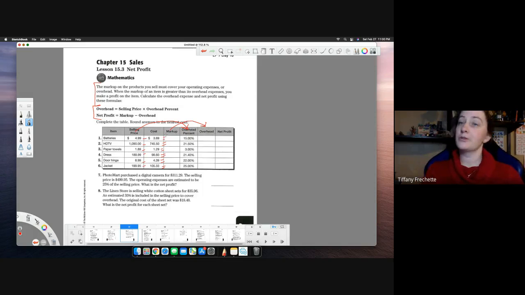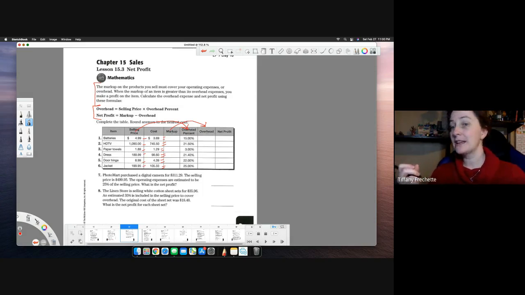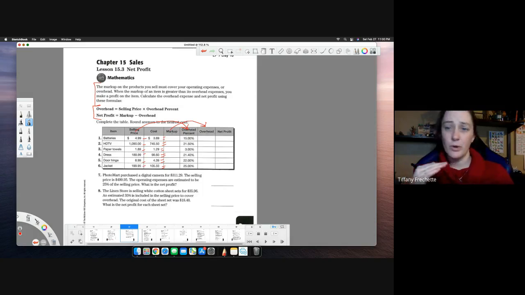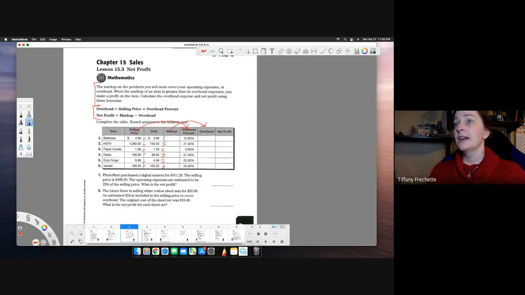And there's a lot that goes into overhead. So again, reading the chapter, understanding what that means. There's a whole lot of different costs that go into keeping a store running and keeping things in stock. So you subtract these two amounts to get your net profit. All right, I'm not going to do these calculations for you. Those are super easy. So I set that up and walked you through the chart there.